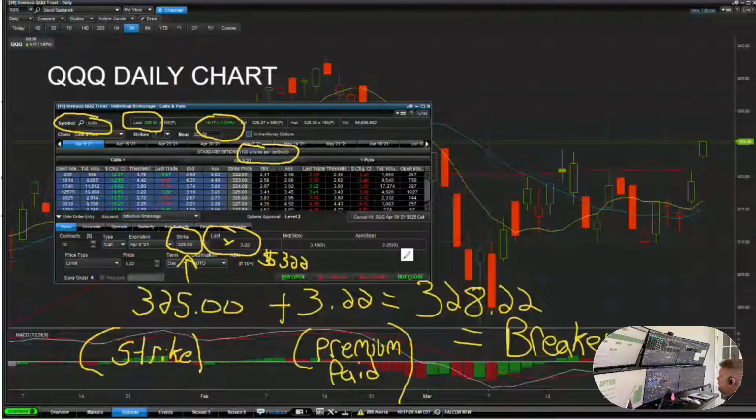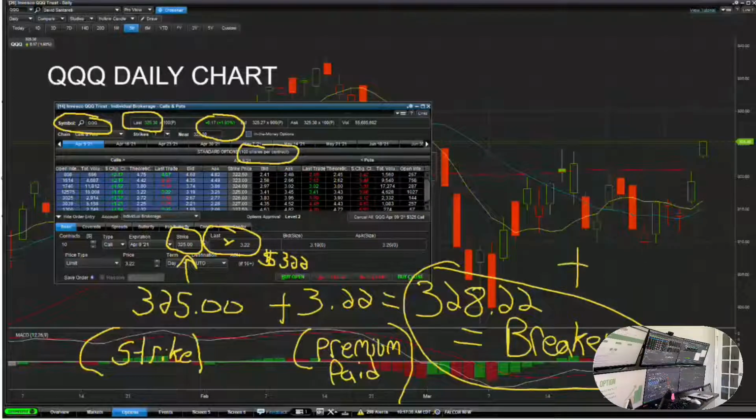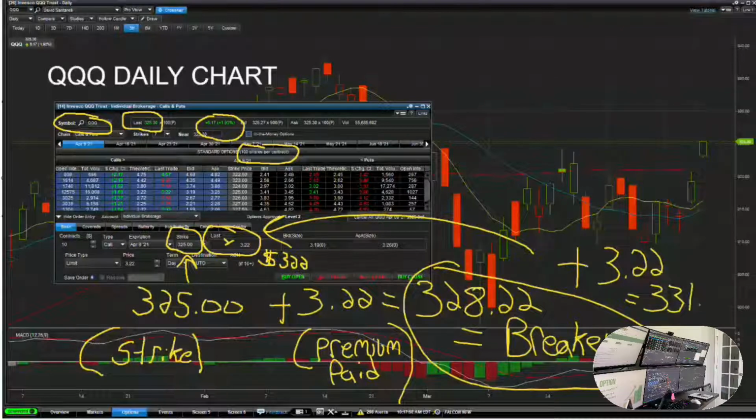Now, where do we have 100% return at? 100% return is going to be that break even plus premium paid. So another 322. Let me just get the calculator to make sure we're doing it. 328.22 plus 3.22. So at 331.44 equals a 100% return.